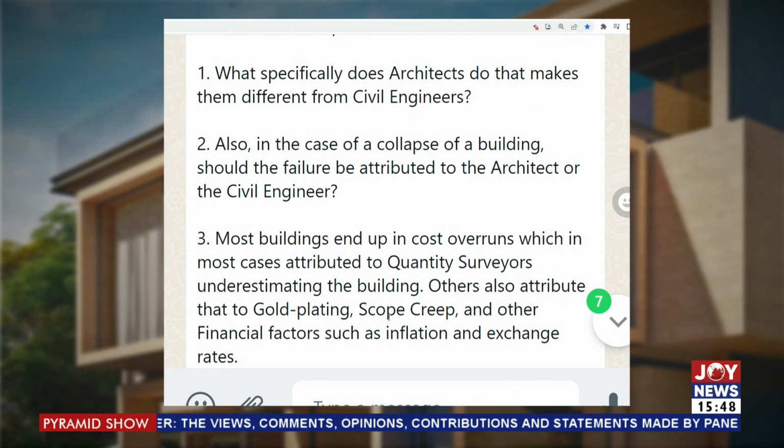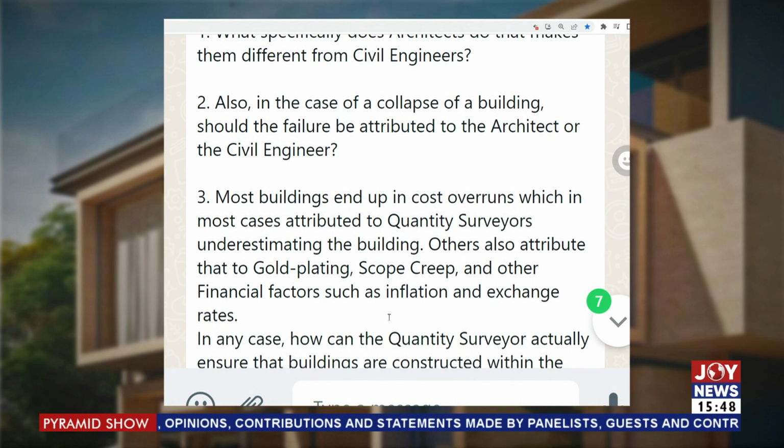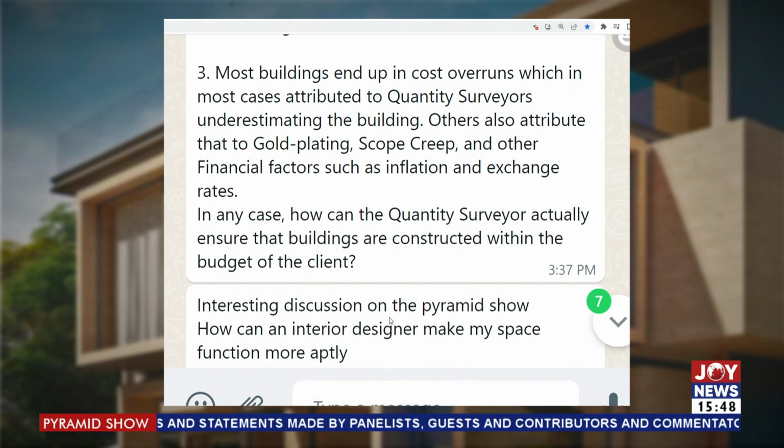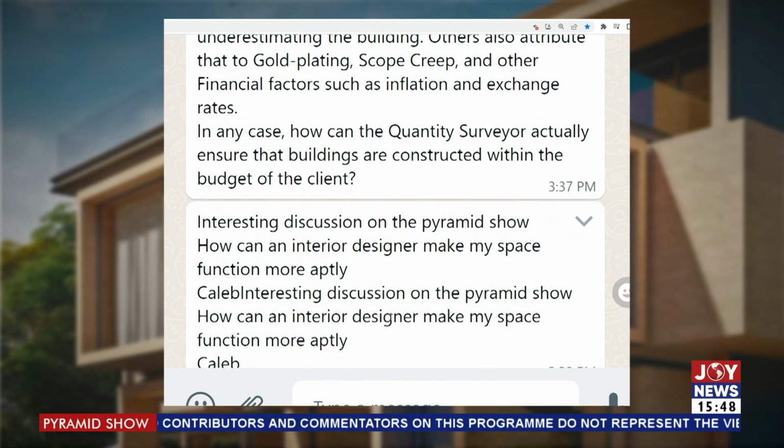Others also attribute that to gold plating, scope creep, and other financial factors such as inflation and exchange rates. In any case, how can the quantity surveyor actually ensure that buildings are constructed within the budget of a client?